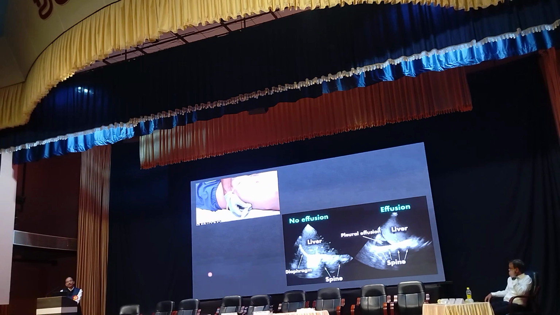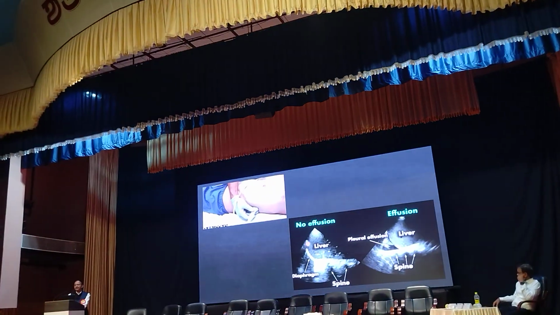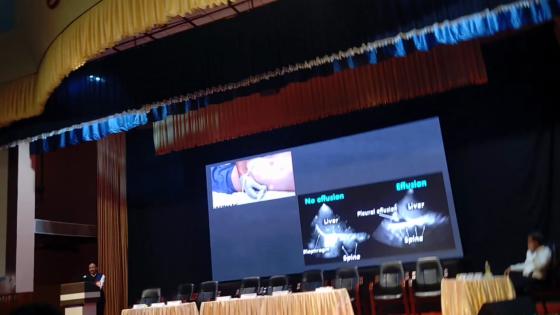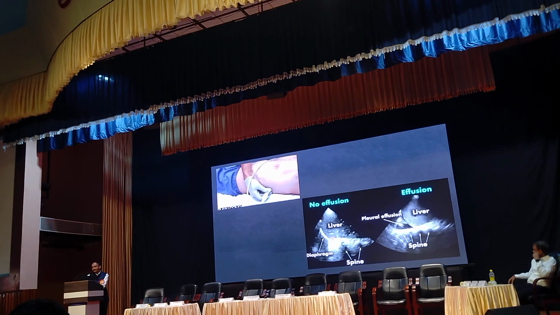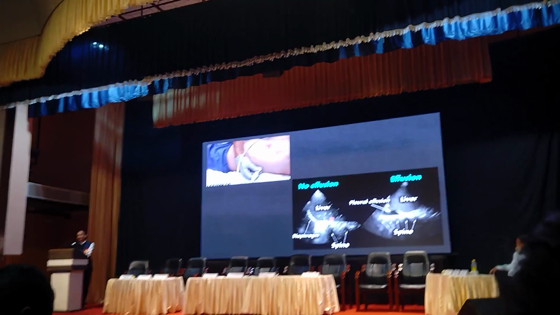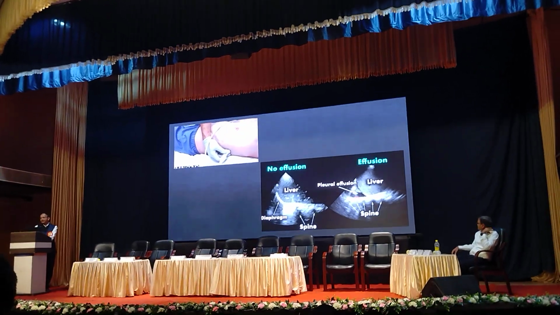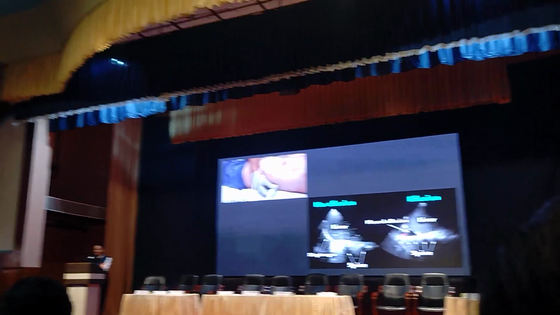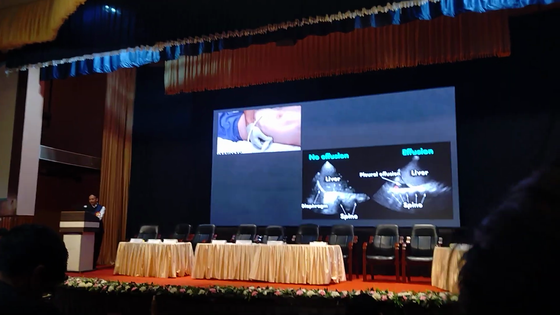Even in ultrasonography we can find this. You can see the probe has been kept over here. We can find the diaphragm and the liver. In between, you are not going to see any fluid here, but here you can see the fluid. So that is what pleural effusion is.